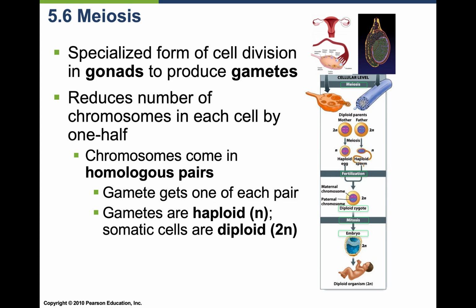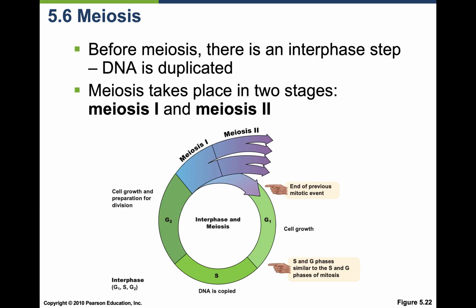So gametes are haploid, meaning that because they only have one of either the father or the mother chromosome, they're going to be haploid, which just means n. And then somatic cells, which are all the other cells in your body, are going to have both copies, one from mom, one from dad, so they're going to be diploid. So before meiosis, there's an interphase step. The DNA is duplicated. Meiosis takes place in 2 stages after this, meiosis 1 and meiosis 2.